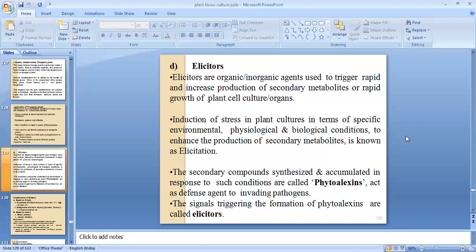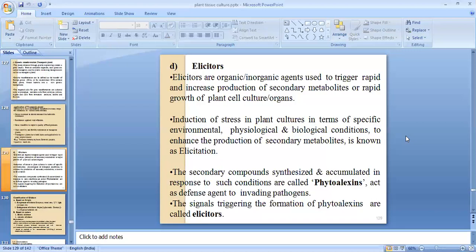The secondary metabolites that are synthesized and accumulated in response to this are called as phytoalexins. And they also act as the defense agents to invading pathogens. The signals which trigger the formation of phytoalexins are called as elicitors. So now you got the point.